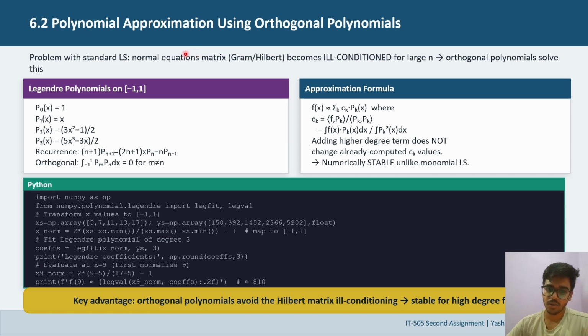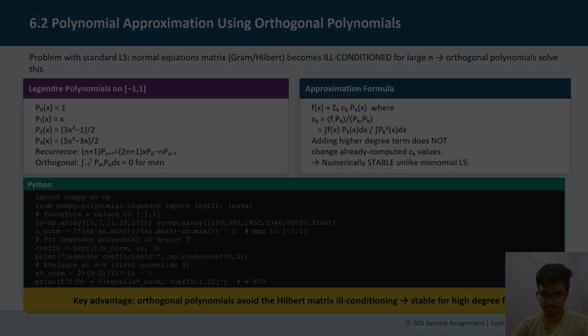And the orthogonality condition is integral from minus 1 to 1 of pm times pn dx equals 0 for m not equal to n. Because of this property, calculations become more stable and accurate, especially for higher degree approximations. At the bottom, the Python code uses Legendre fitting to approximate the dataset and evaluate f of 9.